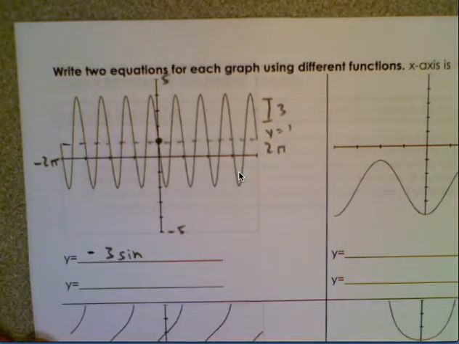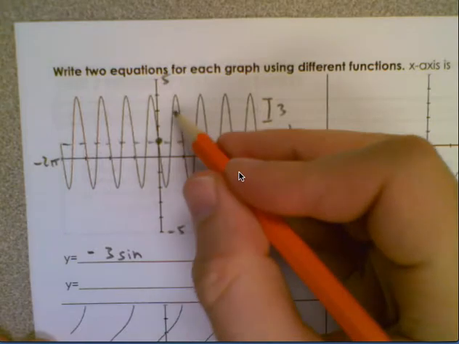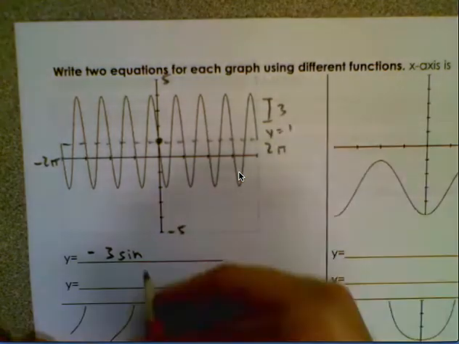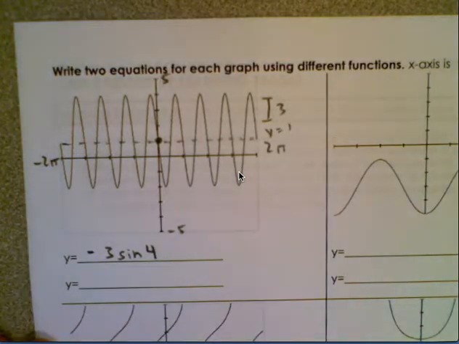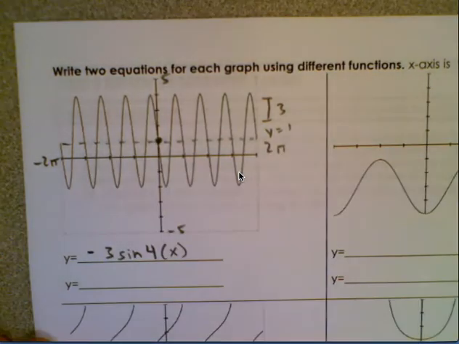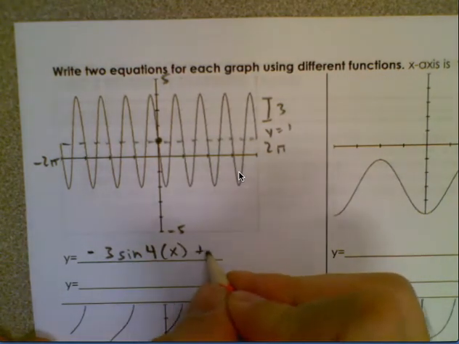Now we need to know what b is. On this graph, it's not so hard to tell because it's the number of cycles within 2 pi. So that's 1 cycle, 2 cycles, 3 cycles, 4 cycles. So we can go ahead and write the number 4 there. I don't have a horizontal shift because I started right on the y-axis, and I have a vertical shift of up 1.